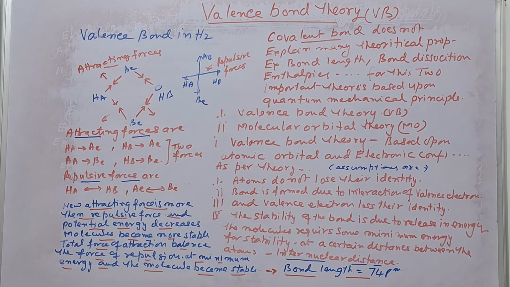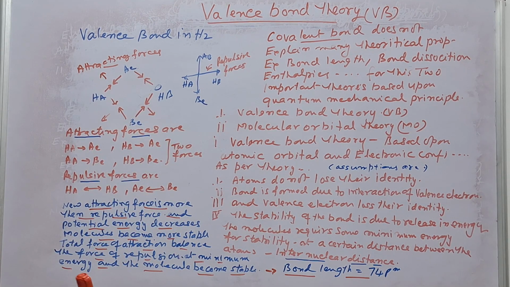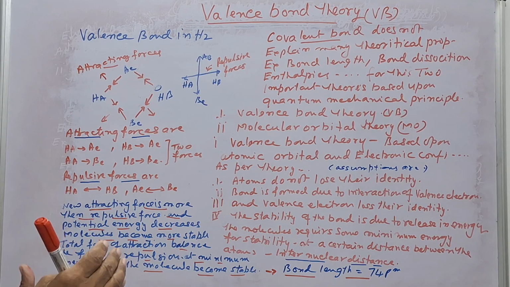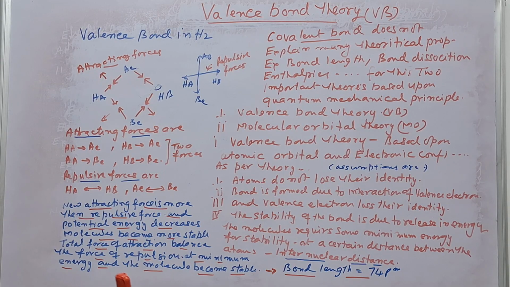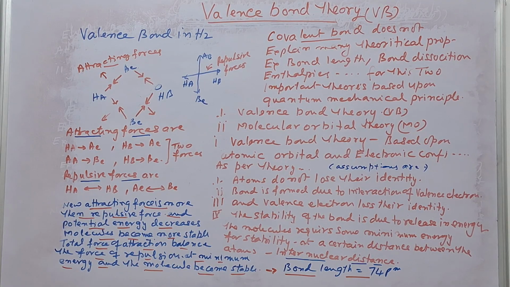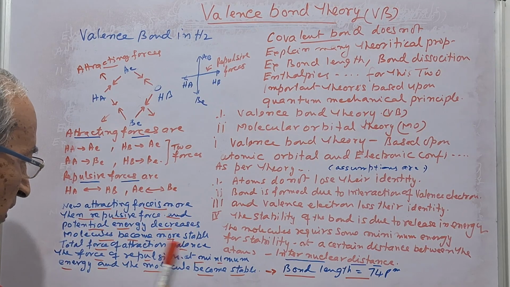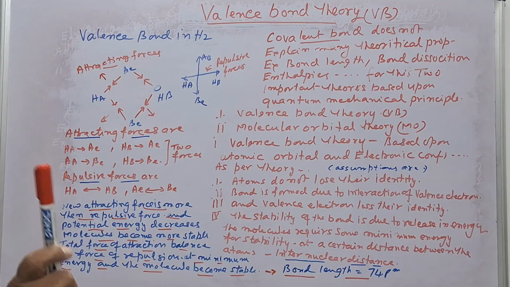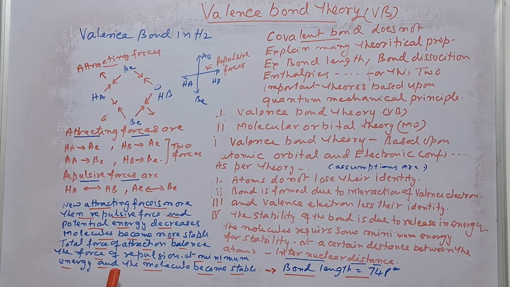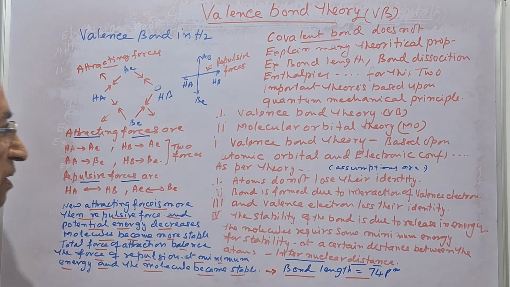So the point is that whenever two atoms come close to each other, two types of forces are there. One is attractive force, the other is repulsive force. When the attractive force is more than the repulsive force, or when the attractive force balances the repulsive force, the atoms come closer to each other and there is loss of energy, that is, potential energy decreases, and at minimum energy the molecule becomes more stable. At this stage it was found that the minimum energy distance for the stability of the molecule in the case of the hydrogen is 74 picometer.